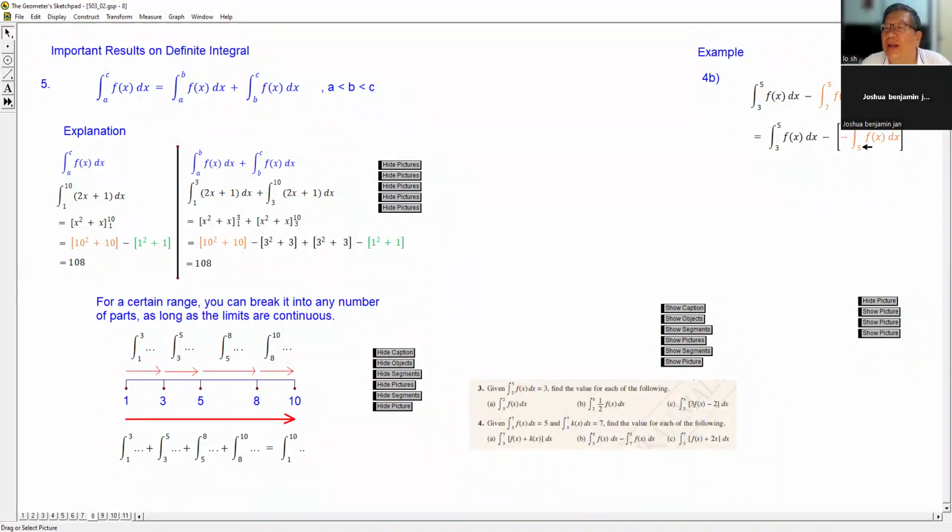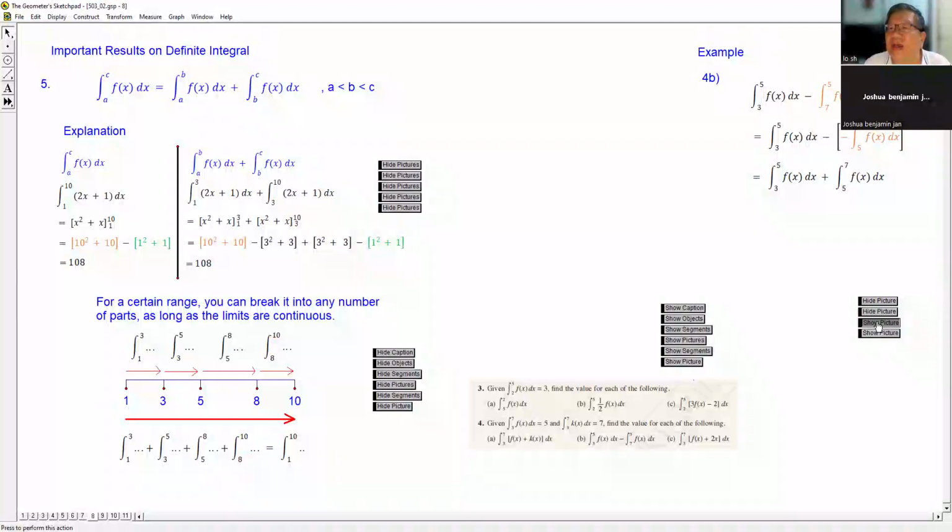Besides this orange color, there is still a black color negative in front. This is the original question. This orange color becomes this orange color here, including the negative sign. Negative and negative become positive. So now what we are doing is actually integrate from 3 to 5, then 5 to 7.